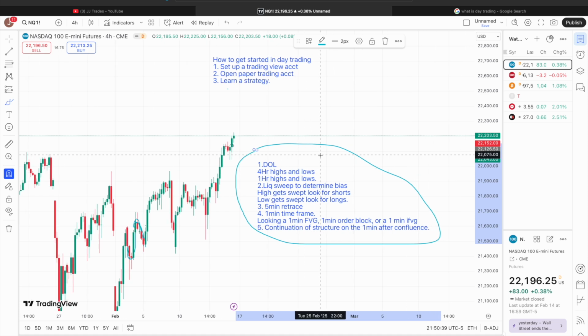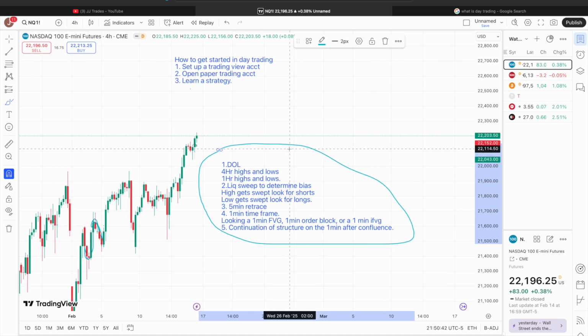But I would recommend that you learn these confluences and you practice these confluences. And that's why we have this paper trading account, because we can learn it and practice it on here without losing our actual money. So learn a strategy. Once you do that, I'm going to tell you how to do that actually.